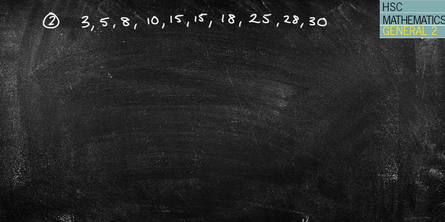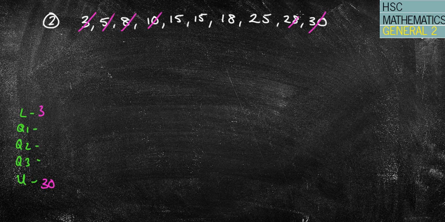Okay, let's go on to the second question. This time we've got even numbers. So we're going to start off again. We're going to write down lowest number, Q1, Q2, Q3, and then the upper. So again, I can write down my lowest. In this case, it's 3. My highest is 30. I'm going to find my Q2 by crossing things out.